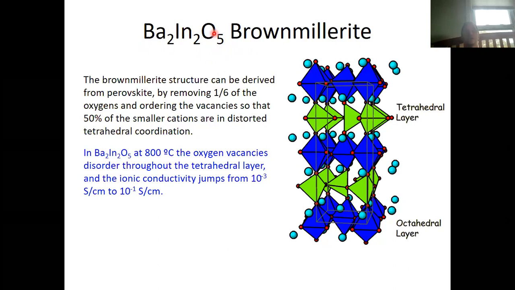And that's nothing else but 2 times the formula ABO3, okay? So if we take that formula times 2, then it would be A2B2O6. So in this case, it would be barium 2, indium 2, O6, whereby in the structure we have a defect structure in the sense that now 1/6 of the oxygen ions are missing. Therefore, we have only 5 oxygens in the formula unit.